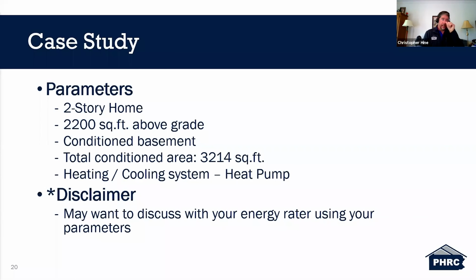So looking at this case study, the parameters of this case study, it's a 2-story home. And again, this can change, right, for what you have, but for our parameters here, it's a 2,200 square foot above grade home. It's a 2-story, has a conditioned basement. That brings our grand total conditioned area, we're going to say 3,200 square feet. Our heating and cooling system is going to be a heat pump, and it's your standard builder grade heat pump. It's not like an inverter pump condensing unit. It's your builder grade heat pump, okay?